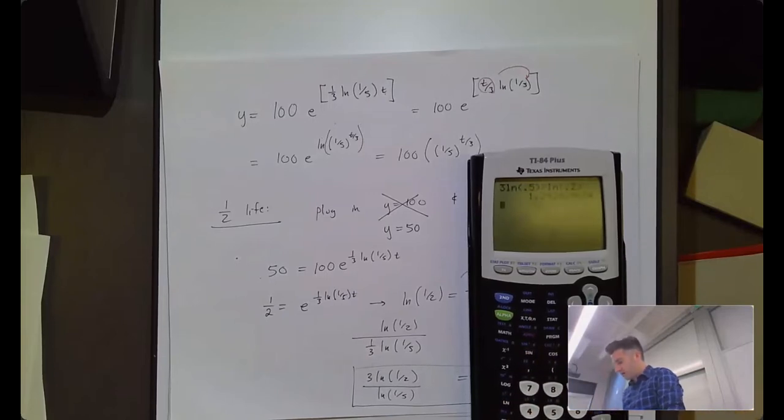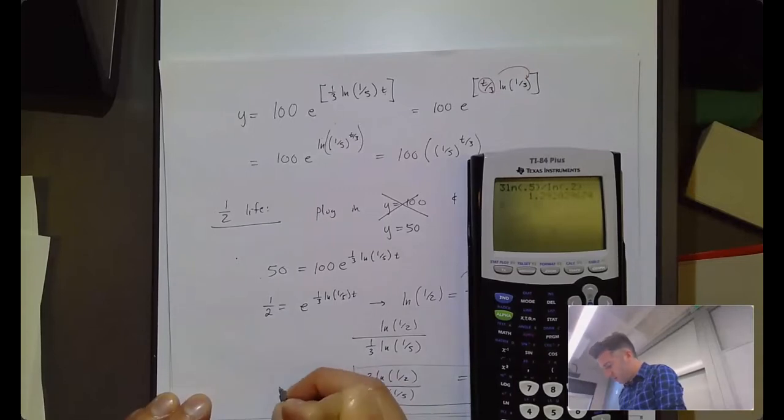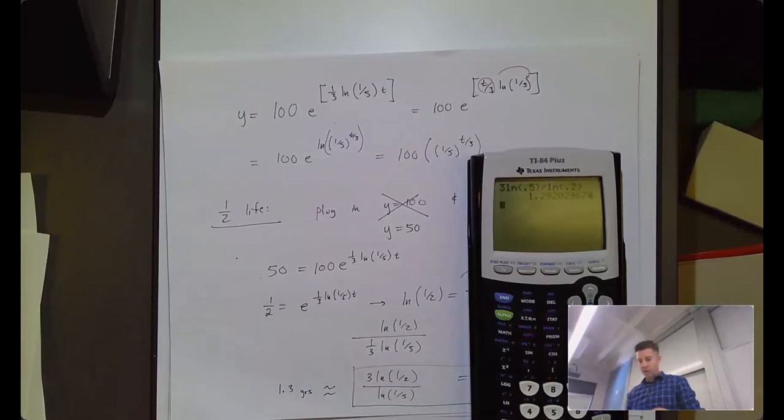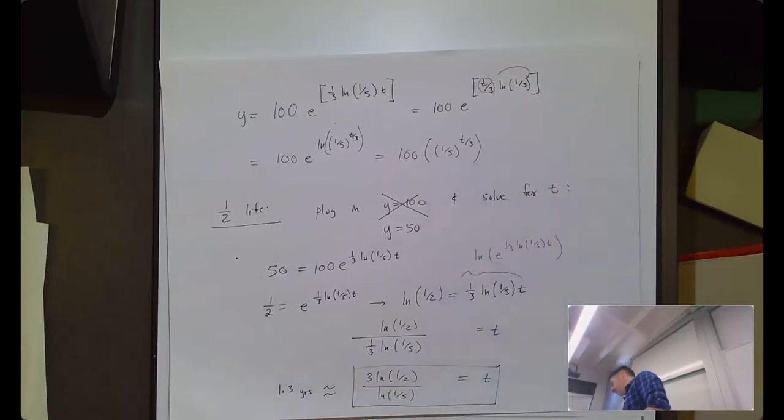Okay, so it's about 1.3 years, which seems reasonable, right? If it took 3 years for it to decay to 20%, it should definitely take less time to decay to 50%. It's good to think about whether your answers make sense contextually, right? If it takes so much time for something to happen, you should be thinking, okay, compared to that amount of time, should it be more or less?